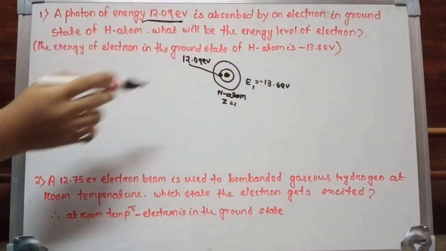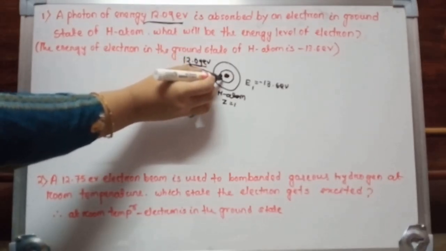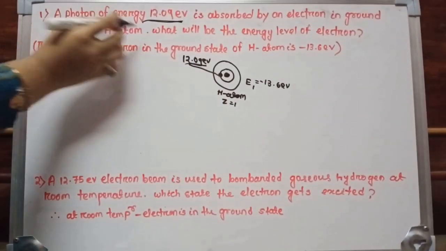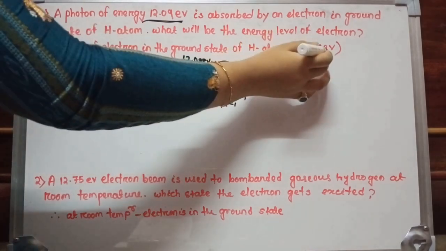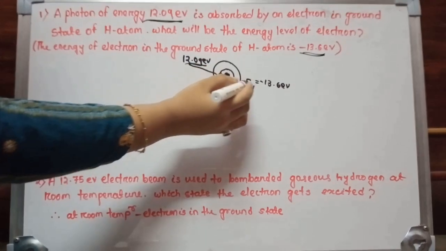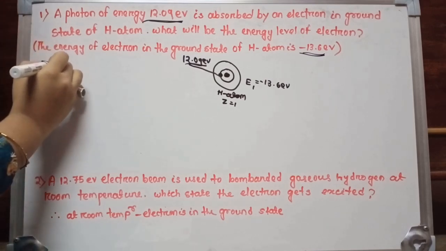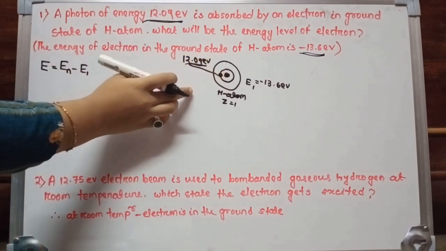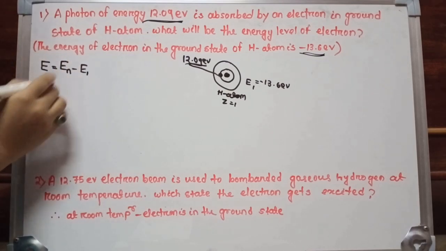What will be the energy level of the electron? As that electron absorbs 12.09 electron volt of energy, it gets excited and jumps from the innermost orbit to an outer orbit. Then what is the energy level of this electron? In the question, it is given that the energy of the electron in the ground state, E1, equals minus 13.6 electron volt. The amount of energy absorbed is E equals En minus E1. Here we don't know to which state the electron jumps, so we calculate the energy level.